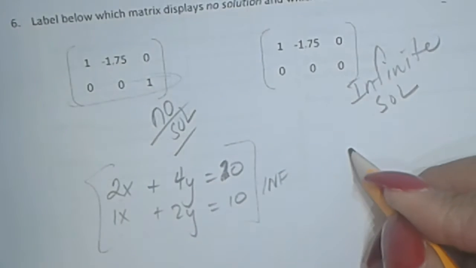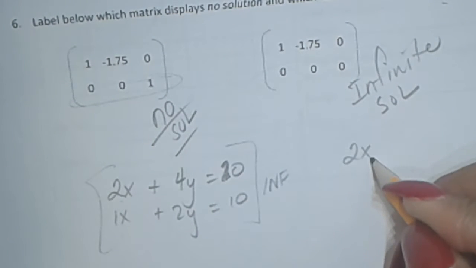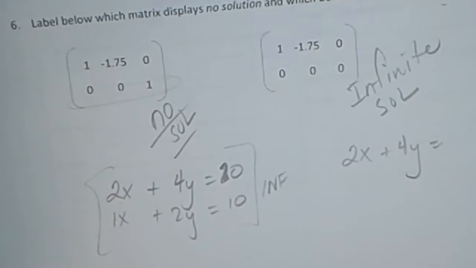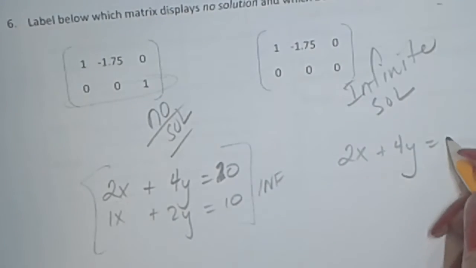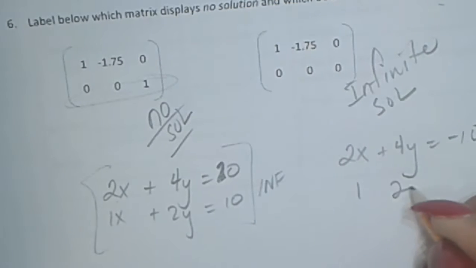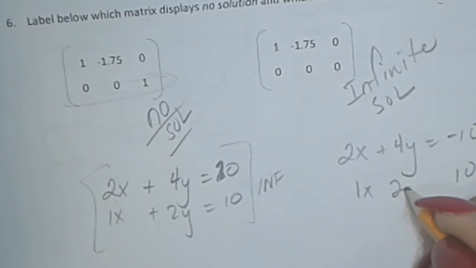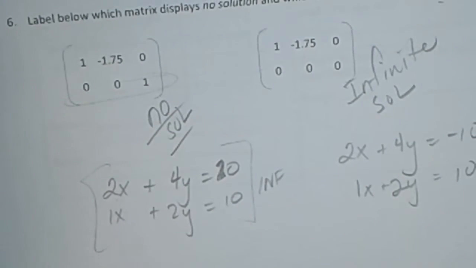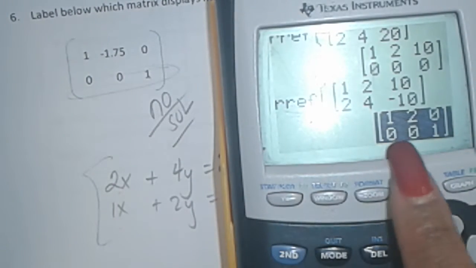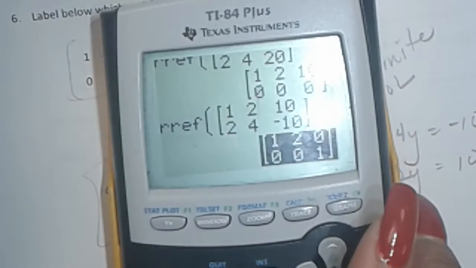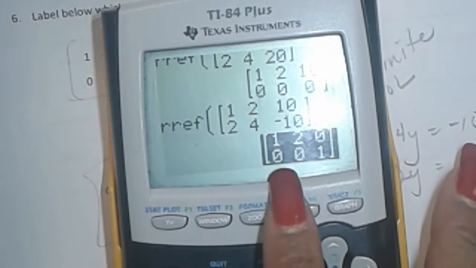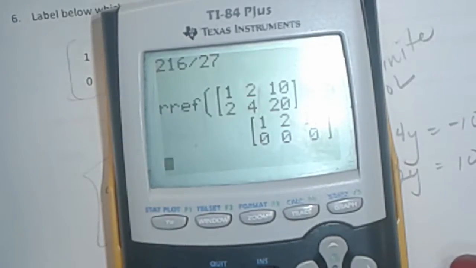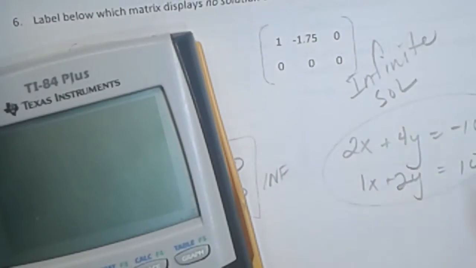Now, let's say, for instance, the equations are 2x plus 4y equals negative 10, and then 1x plus 2y equals 10. Well, when I did that in the calculator, look, it gave me 0, 0, 1. What does that mean? That would be no solution. So real quick, how did I get all of that in the calculator? Let's just do this example.